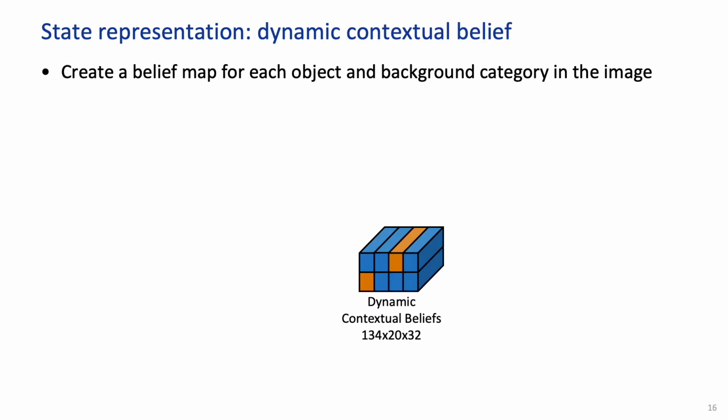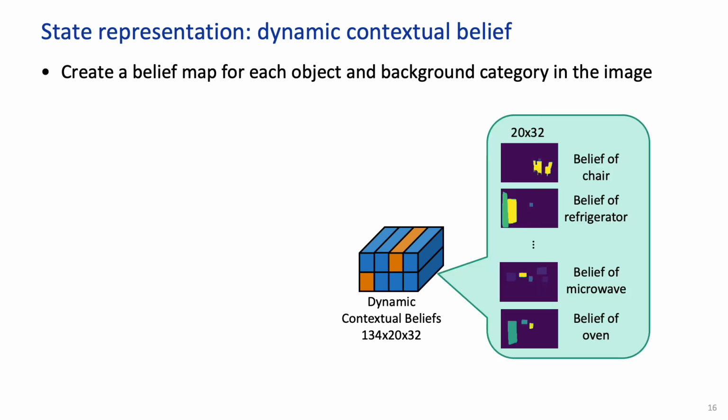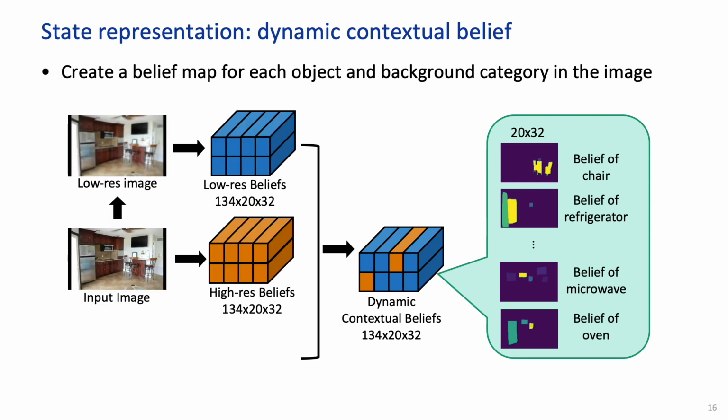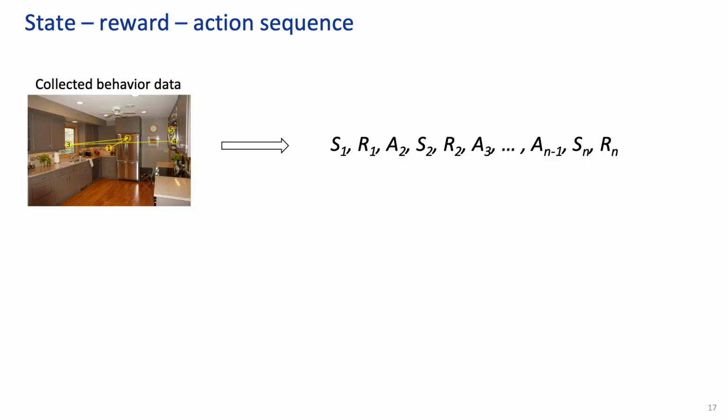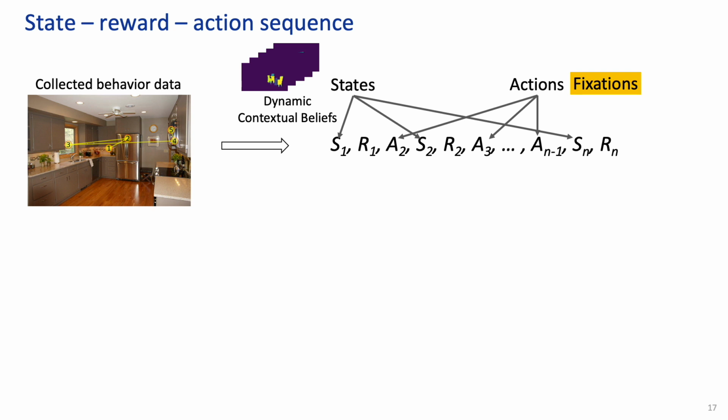With the foveal approximation, we propose an interpretable state representation, which we call dynamic contextual belief. It is composed of belief maps of every object and background class in the input image, and is constructed by combining the belief maps from the low and high resolution input at all previous fixation locations. Finally, in order to learn the task-conditioned policies that we're looking for, we concatenate the dynamic contextual beliefs with the one-hot task embeddings. Back to our problem formulation. Now we have the states and actions, but what are the rewards?